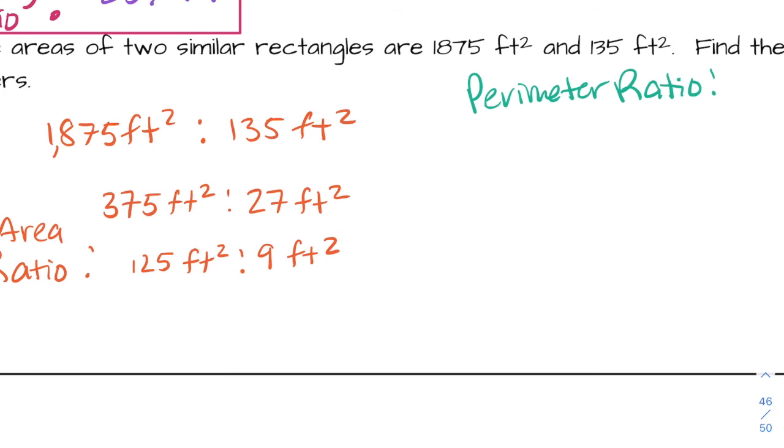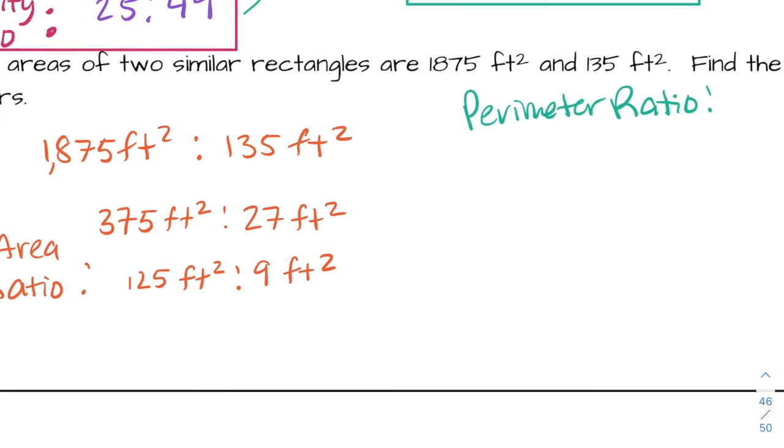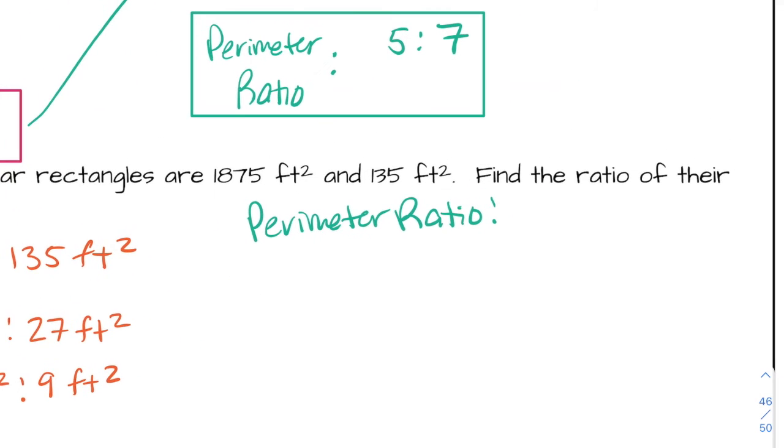Let's see. I wonder if I made a mistake when I typed this question out. 1875 to 135. 1875 divided by 135. Guess I didn't.